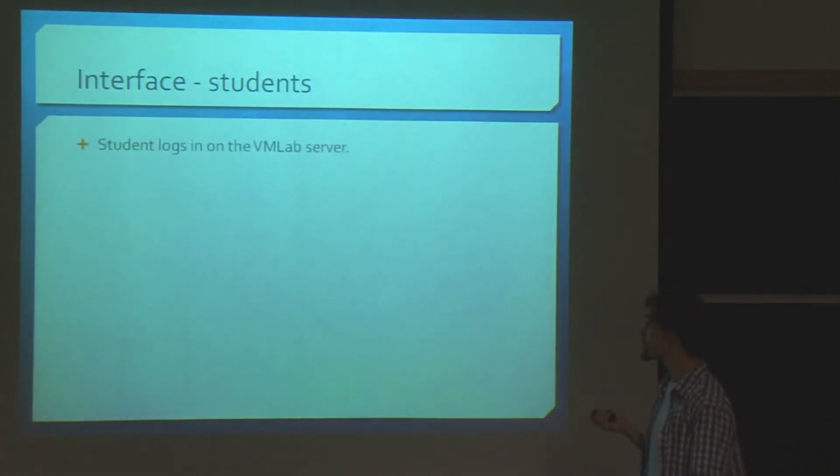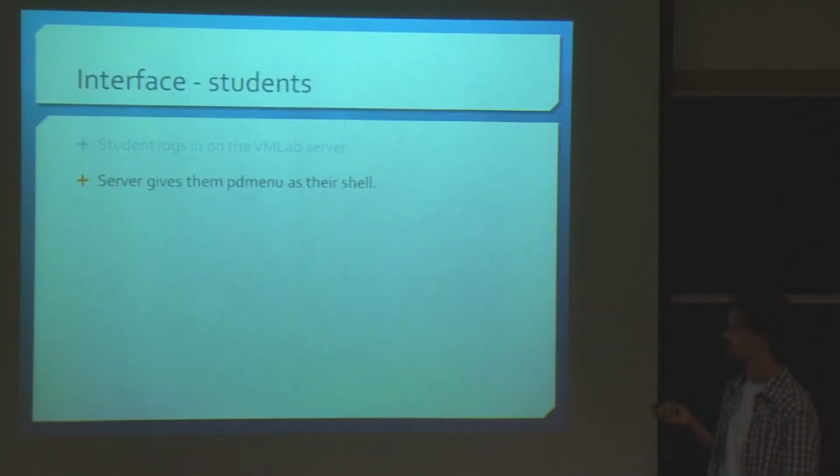The students log in with their own computer name onto the XenLabs server. It gives them PDMenu as their shell. This is important because we're giving students root access to machines to do all kinds of security work. It's really important that they can't do whatever they want on the server machine, which they are actually logging into. That could be very bad in terms of academic honesty or just general mayhem and tomfoolery.